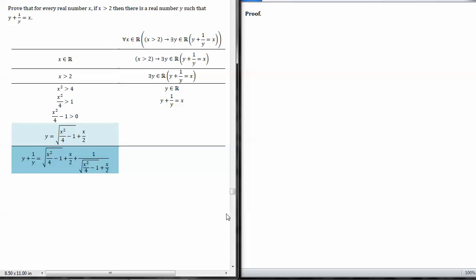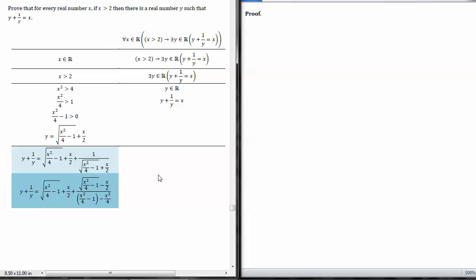Okay. So let's see. To deal with the square root in the denominator here, we want to multiply the top and the bottom of that fraction by the conjugate of the denominator, which is what you see in the numerator here. You just replace that plus sign by a minus sign. And then the denominator becomes a difference of squares pattern. And you see that the x squared over 4's cancel, and you just have a negative 1.